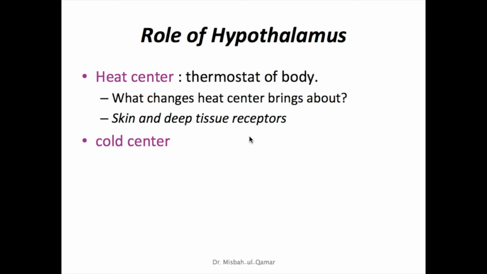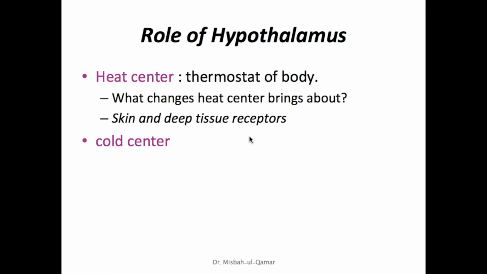So you can say that the hypothalamic preoptic area serves as a thermostat for the body, because when the hypothalamic preoptic area is heated, certain changes take place, such as profuse sweating all over the body, and we see intense vasodilation, and also heat production is decreased.